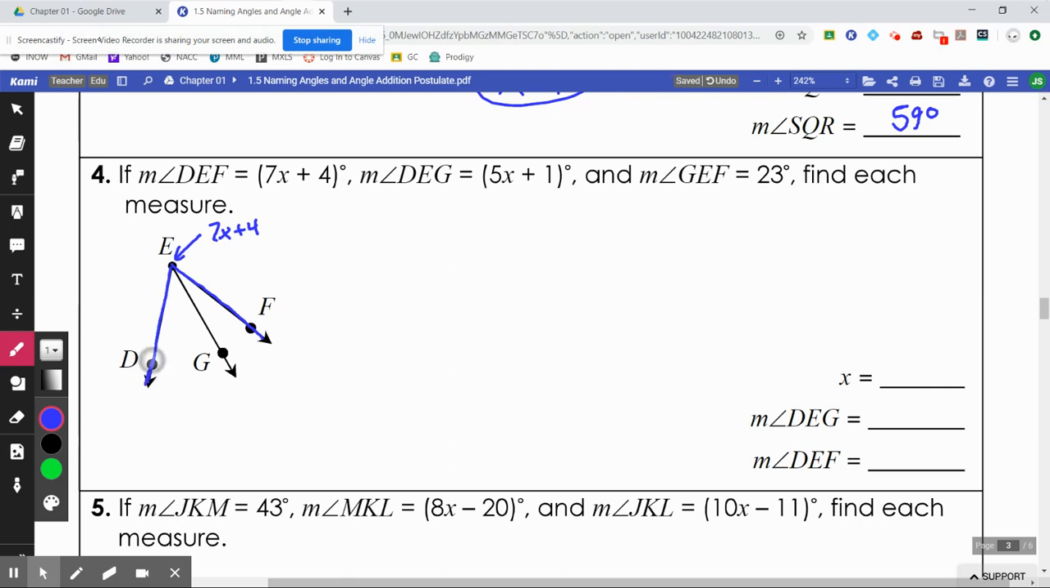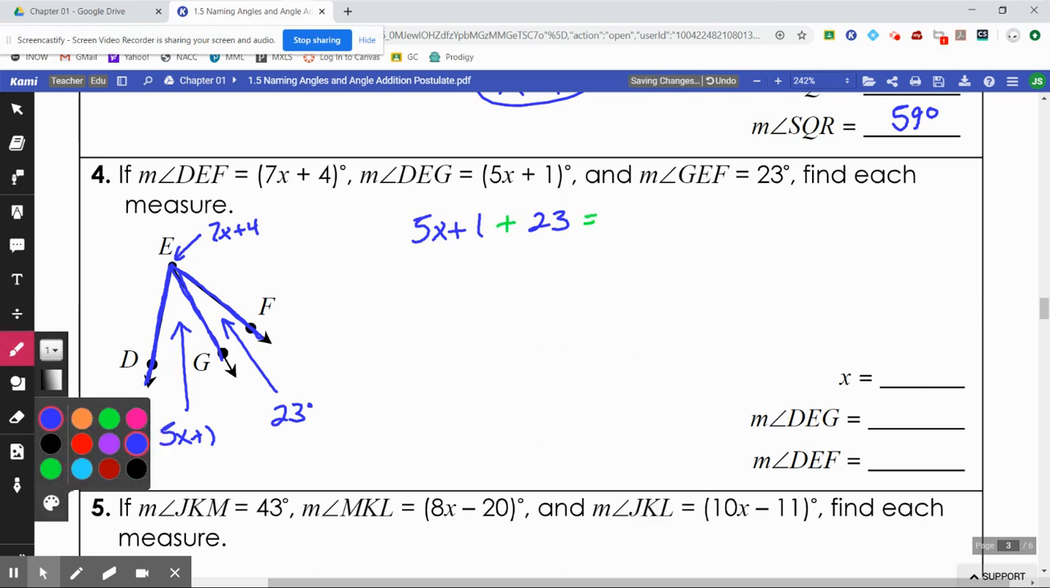DEG, D to E to G. Now that's this angle, is 5x plus 1. And finally, GEF, G to E to F, this angle is 23 degrees. So if you add 5x plus 1 and 23, that's the two smaller angles. When you add them together, it's going to have to equal the whole angle, which we said was 7x plus 4.